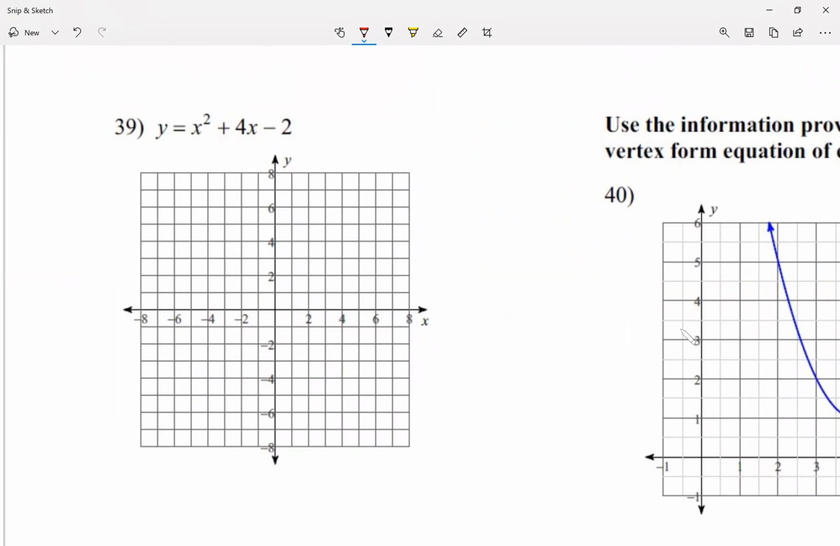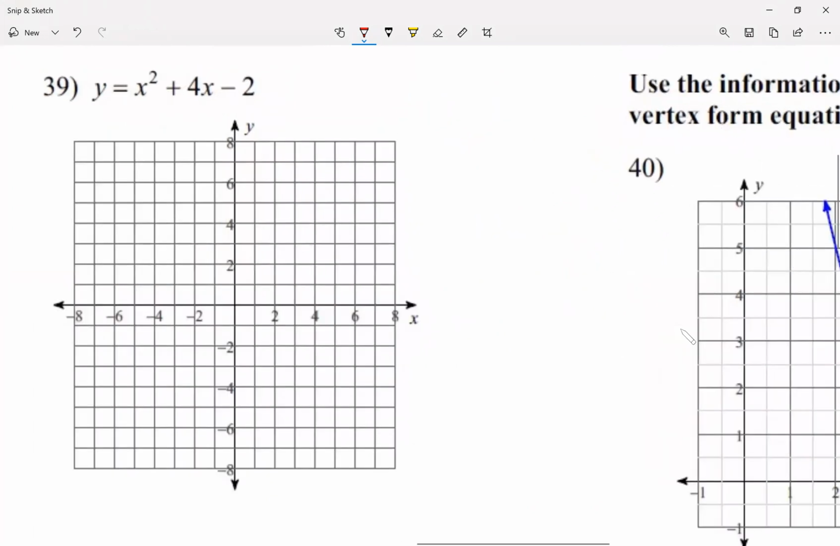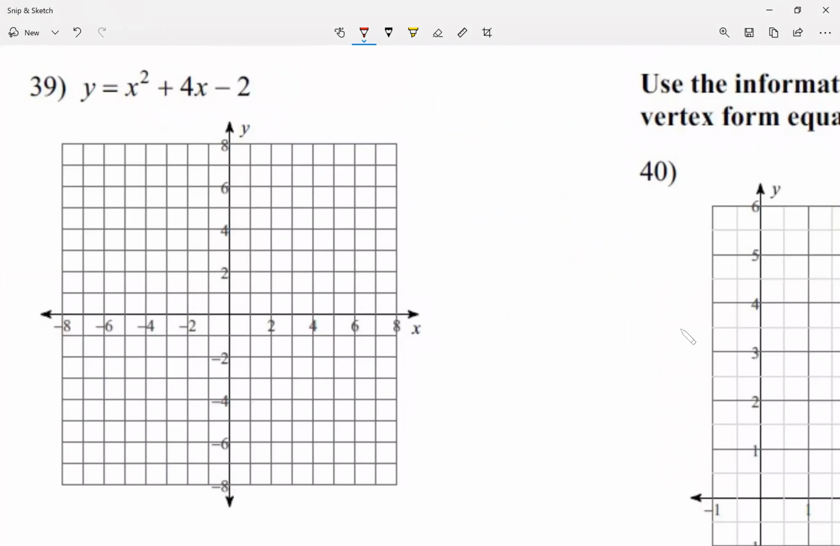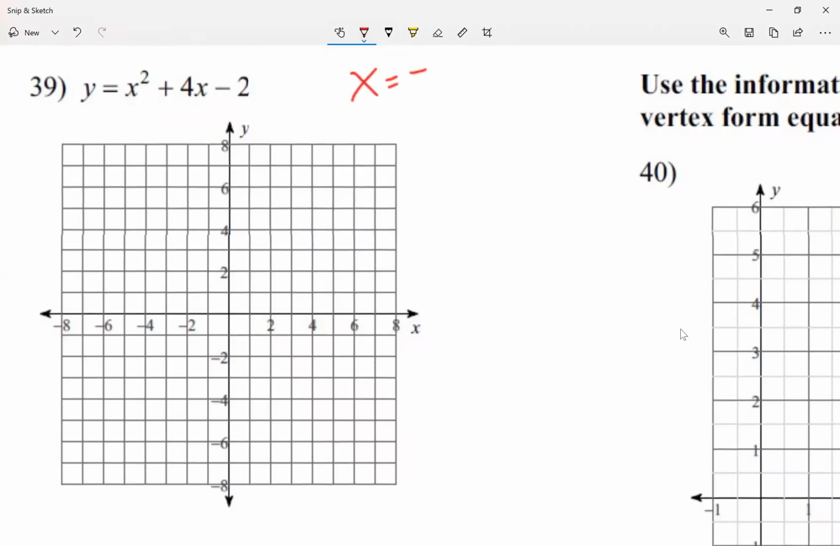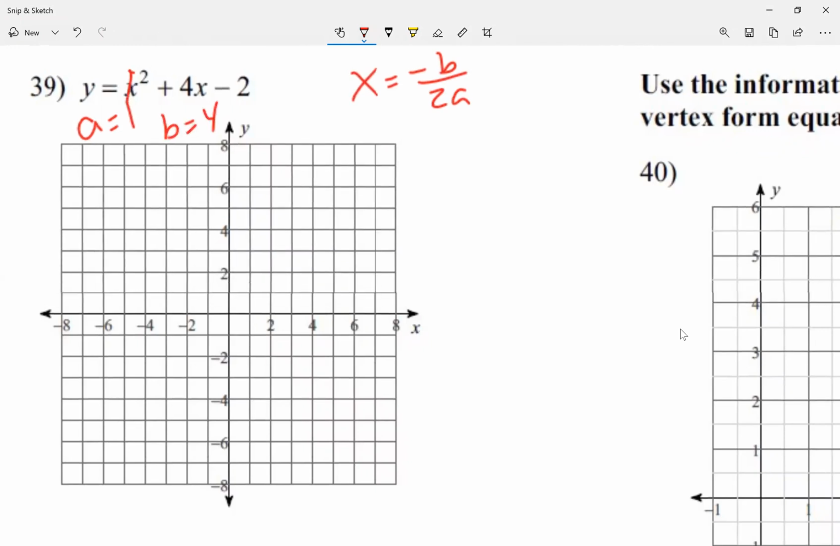I'm graphing this function. It's given to me in standard form. So I need to find my vertex first. For the x value of my vertex, I'm going to use negative b over 2a. In this case, a is equal to 1, right? It's the very first number. And then b is equal to 4. So let me write this as negative 4 over 2, which is negative 2. Okay, I found my x value.